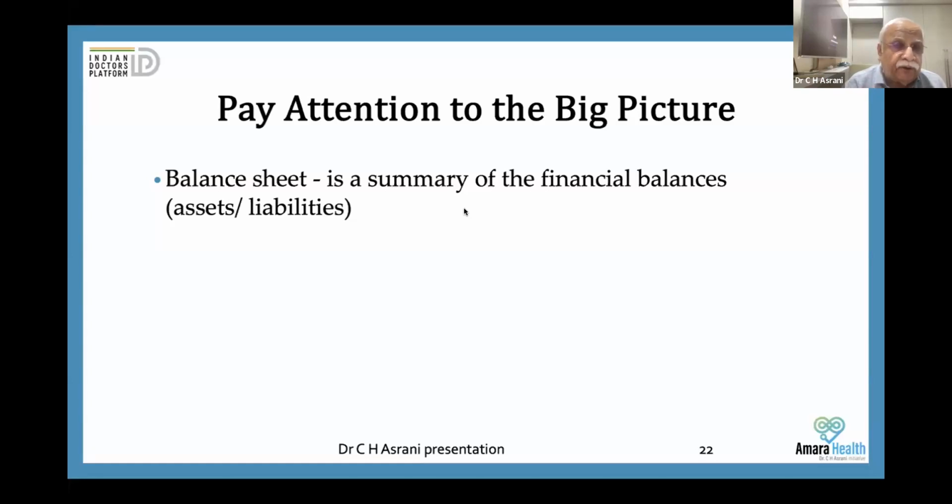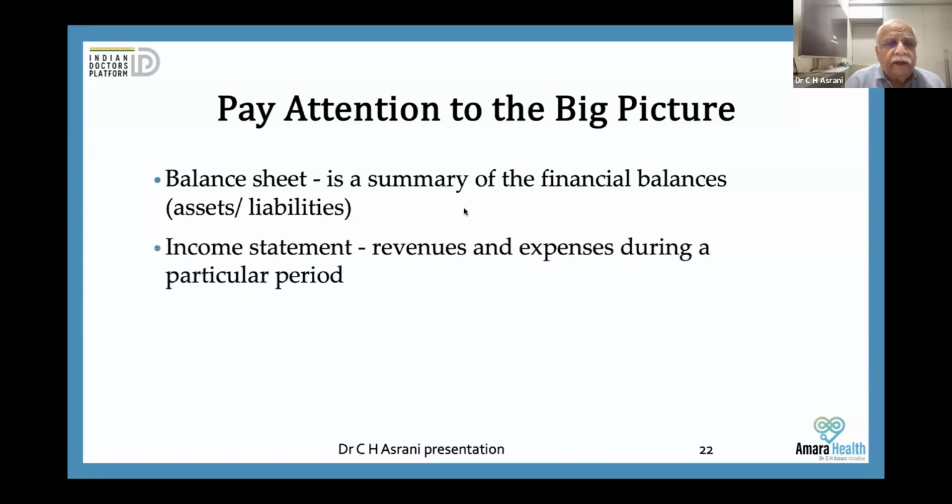If you have a television for which you are paying EMIs, or your house for which you are paying EMIs, that's an asset, but then the asset only becomes possible because you have a liability. Income statement: your earnings, your expenses during a particular period. Do you calculate every day, every week, how much money you made this week and how much money you spent?